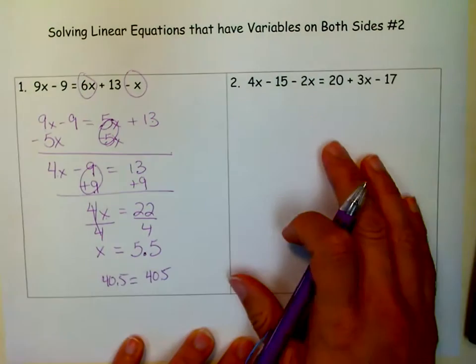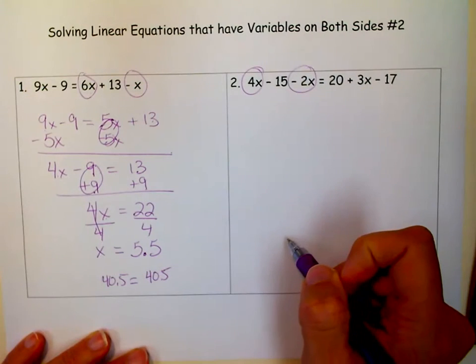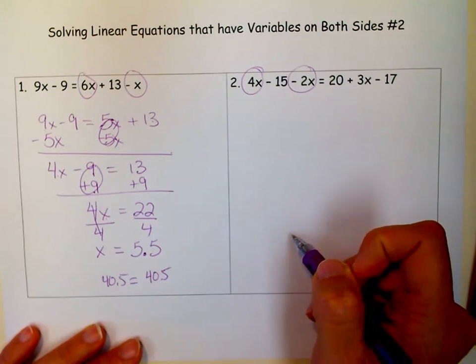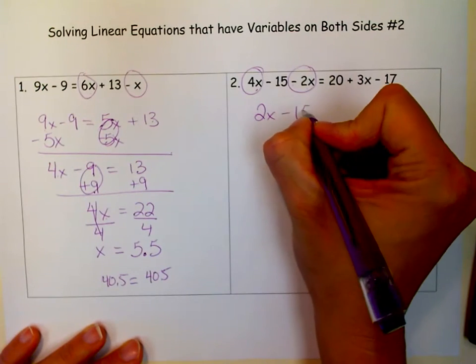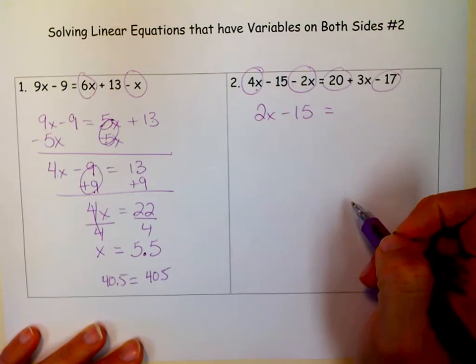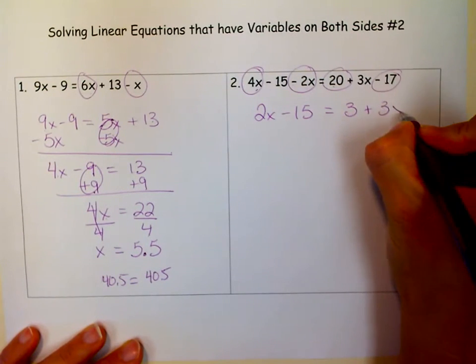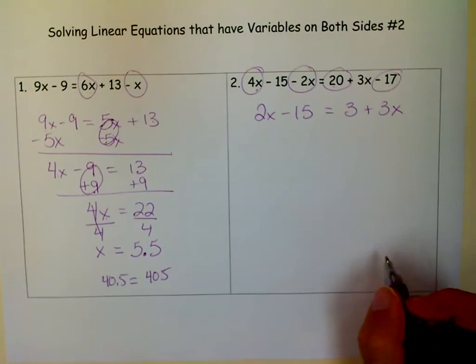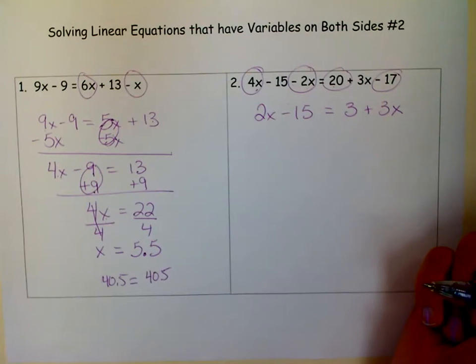Okay, so over here to this one. You'll notice that I have an x term and an x term on the left side. I need to combine those. 4x minus 2x is 2x. Then I have 2 number terms here, and I need to combine those. 20 minus 17 is 3. So we bring down the 3x and the minus 15, because there was nothing to combine those.